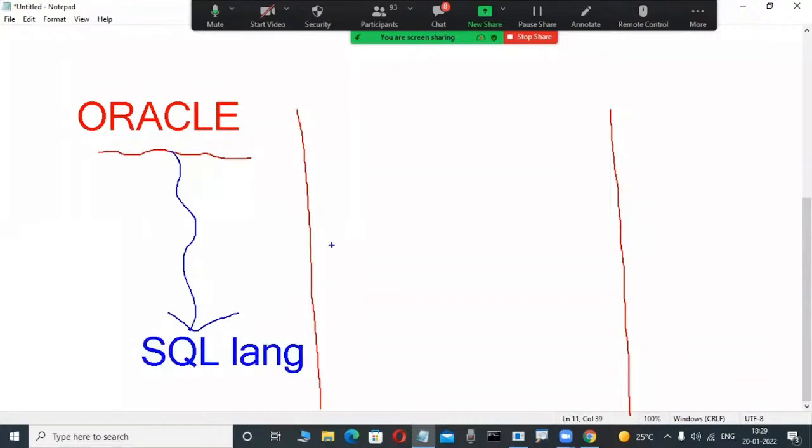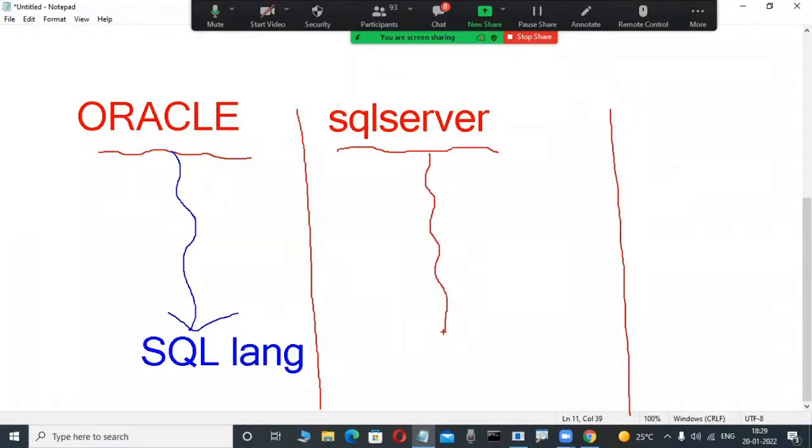Suppose in my company there is another project, which is also a relational database product from Microsoft. That is SQL Server. Some employees are working on the SQL Server product. That is also a database product, same as Oracle, but to operate that SQL Server, they use one language only. What is that language? SQL is a language.